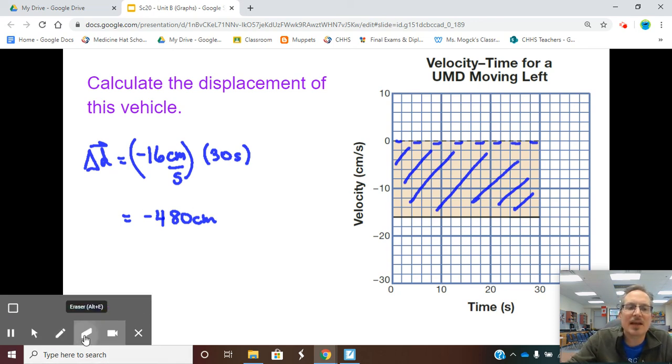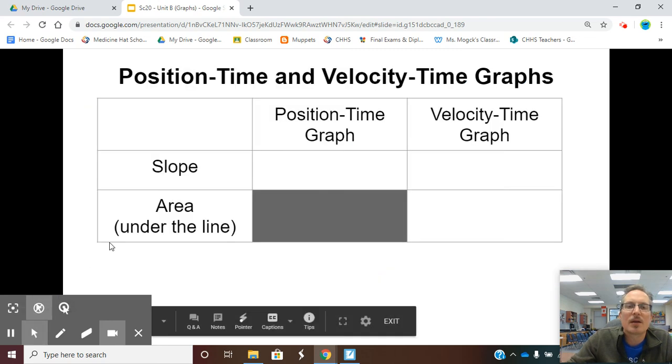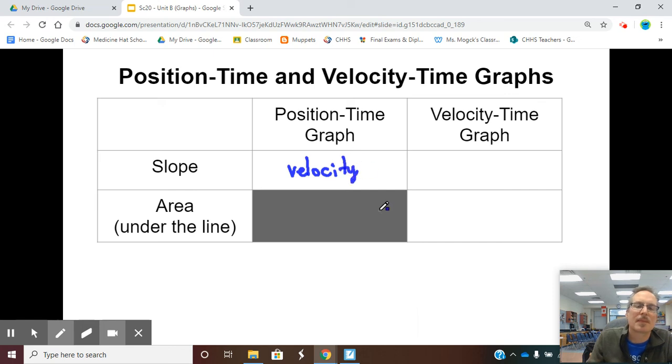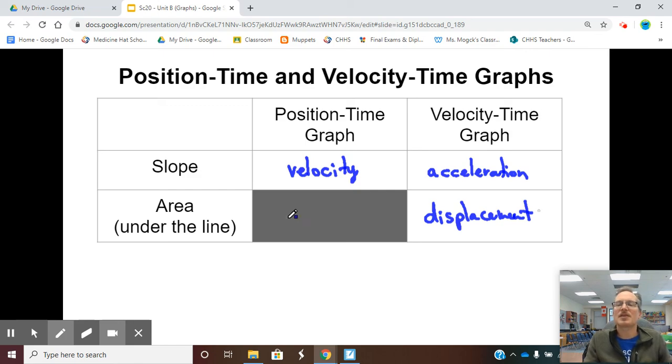So we have three things that we have mastered today. First, when we have a position time graph and we calculate slope, the slope tells us the velocity. When we have a velocity time graph and we calculate slope, the slope tells us the acceleration. And lastly, on a velocity time graph, when you calculate the area under the line or above the line, depending on the type of example, that is when you figure out displacement. Hope that clears up some of your problems.